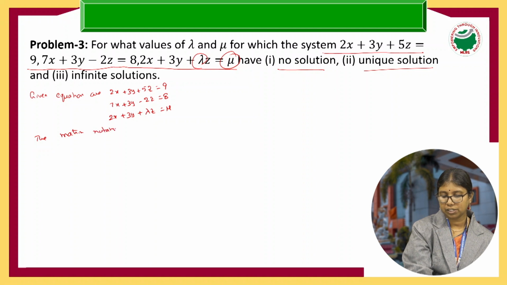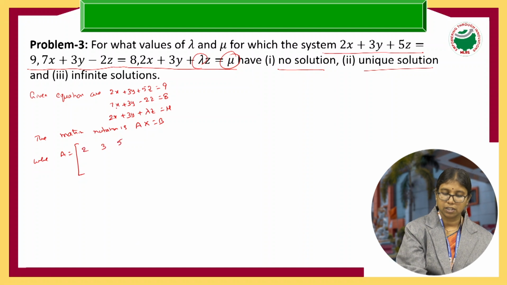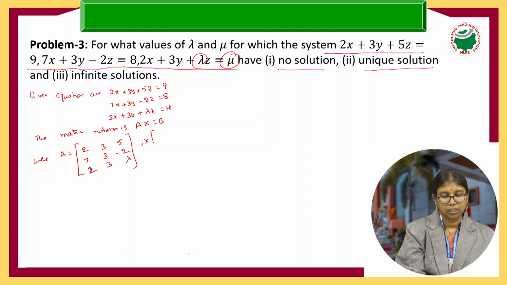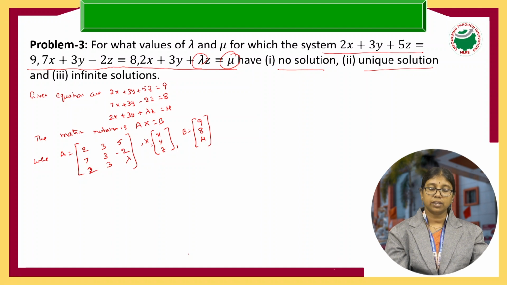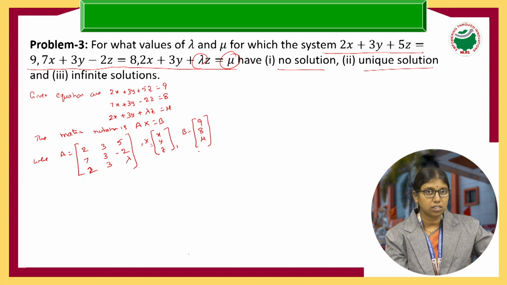The matrix notation is Ax equal to B. So what is A here? A is the coefficient matrix. What are the coefficients? For the first equation, coefficients are 2, 3, 5. Second equation, the coefficients are 7, 3, minus 2. Next, for the third equation, the coefficients are 2, 3 and the z coefficient is lambda. The unknowns are x, y, z. Capital B is a constant vector. Here constants are 9, 8 and the unknown parameter mu. So how can we solve the non-homogeneous system? Clearly, since B is not equal to 0, this is a non-homogeneous system.